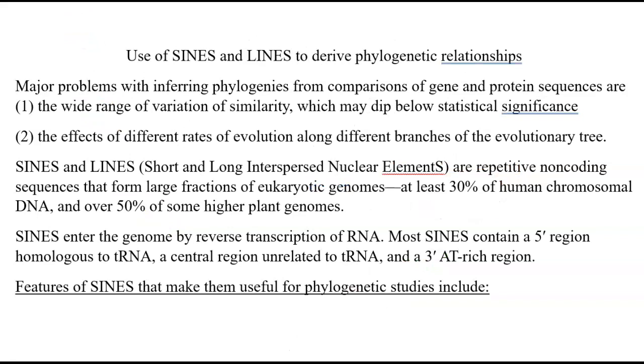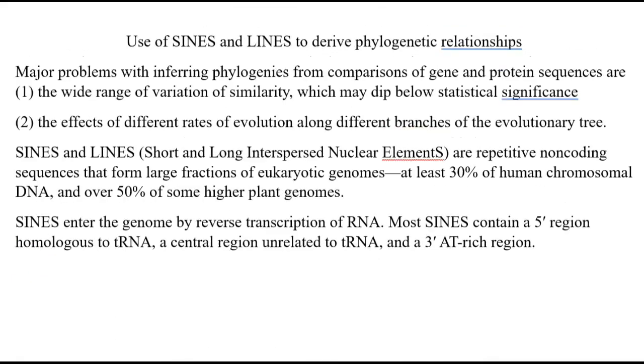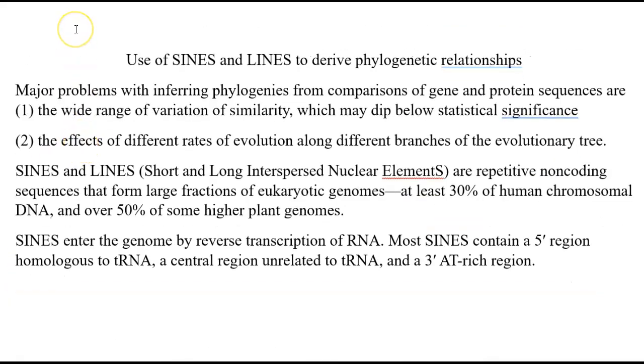As you probably noticed, I'm not one to put a lot of words on a lot of my videos, because I like to teach by example, but this is one exception to that, and I want to give you a sense of what SINEs and LINEs are. Basically, these are short and long interspersed nuclear elements, and they are repeated non-coding sequences that are large parts of the eukaryotic genome, and we have a lot of short ones as humans.